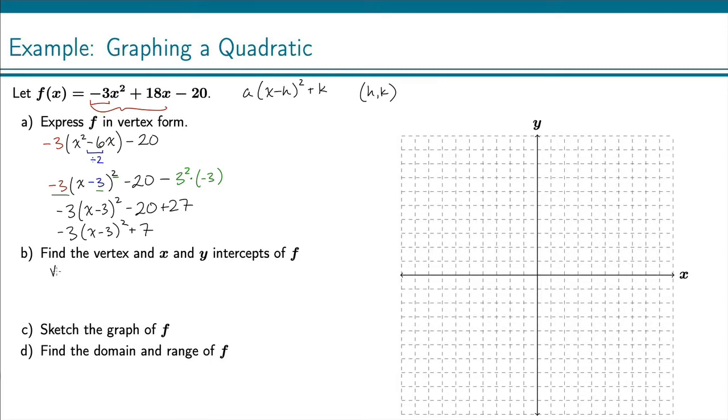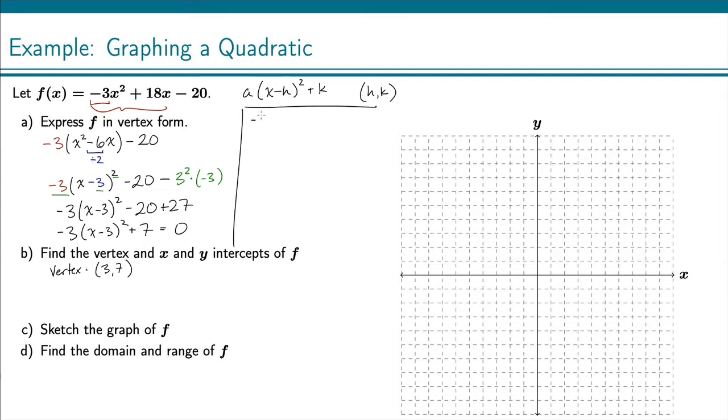And so our vertex is at 3, 7. For our x-intercepts, we can just take this expression here and set it equal to 0. And that'll give us our x-intercepts. So let's do that over here.